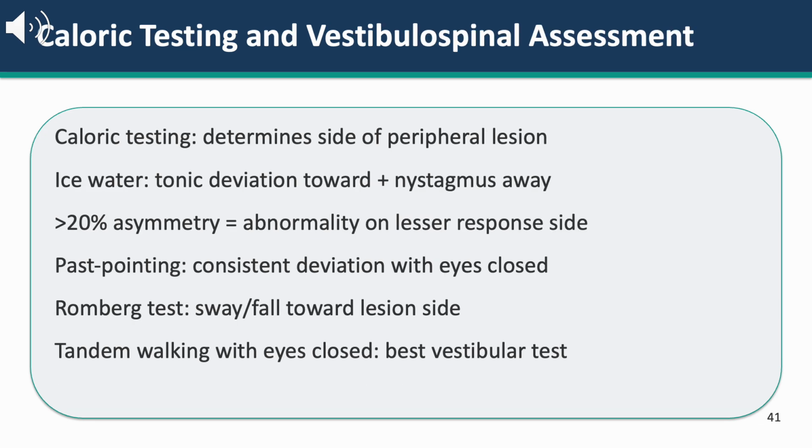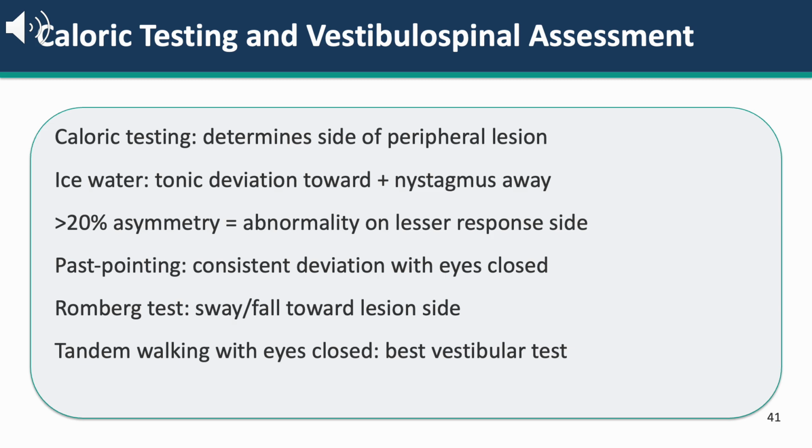Caloric testing may help determine the side of a peripheral vestibular lesion. The patient's head is elevated 30 degrees from supine to bring the lateral semicircular duct into a vertical orientation. Cold or warm water is instilled in the external canal. A normal response to ice water consists of tonic deviation of the eyes toward the side of instillation plus nystagmus, with quick phases in the opposite direction. Greater than 20% asymmetry between the two sides suggests an abnormality on the side of the lesser response.